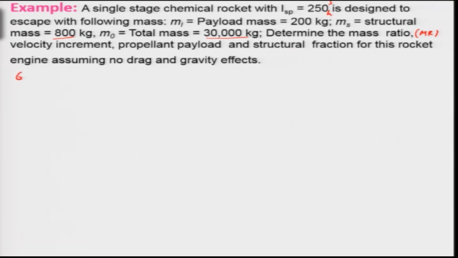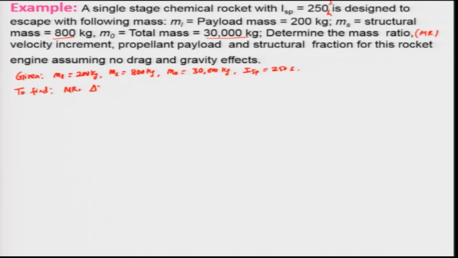So, if you look at the given, m_L is 200 kg, m_S is 800 kg, m naught is 30,000 kg, and the ISP is 250 second. To find, we will have to find out the mass ratio, delta V, propellant fraction and structural fraction.